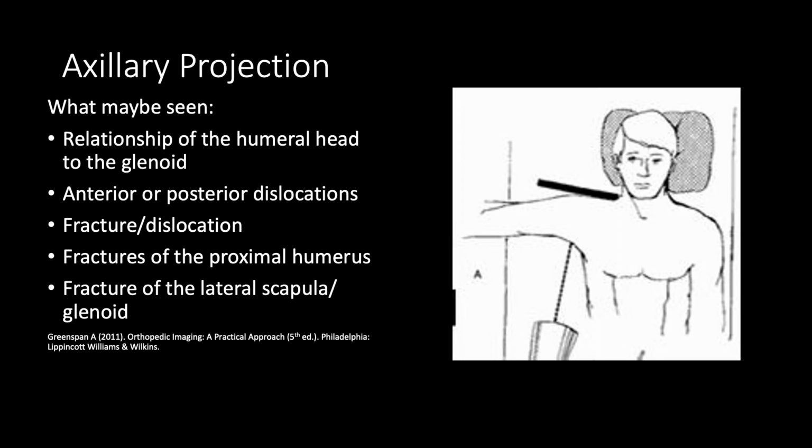So the axillary projection, the X-ray beam is projected through the axilla, and the film is up here at the top. So you can see this view here. This shows the relationship of the glenoid and humeral head, which is a really good view for looking at dislocations and possible fractures of the proximal humerus.